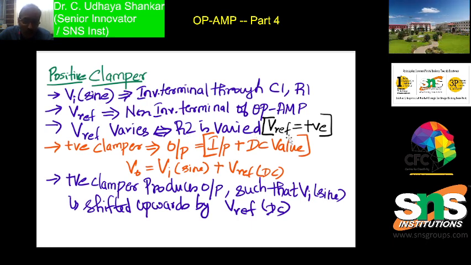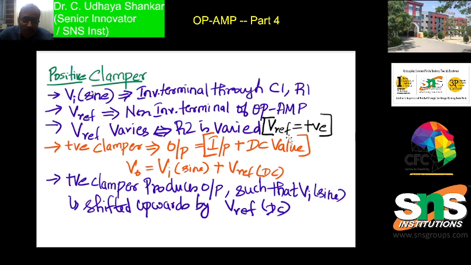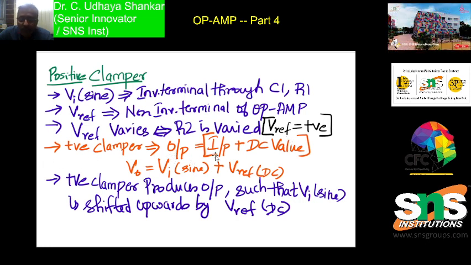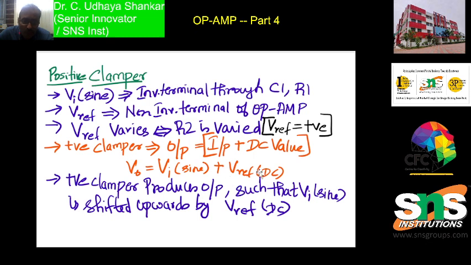That's very important. If we give a positive value, it will shift in the positive direction, that is, upwards. So for the positive clamper, the output is equal to the input plus the DC value. Similarly, V0 will be equal to Vi sine plus V reference. Both will be added and given as the output.